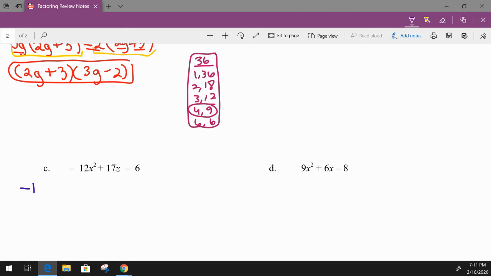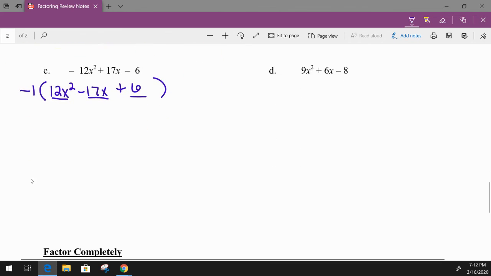But this is kind of boring. It doesn't have anything other than a negative 1 to factor out. So I'm going to put a negative 1 on the outside. Since there are 3 terms here, there must be 3 terms in our parentheses. When you factor out a negative 1, it's just going to change all the signs because you're dividing all of these terms by negative 1. So your negative 12x squared becomes positive, your positive 17x becomes negative 17x, your negative 6 becomes positive 6.